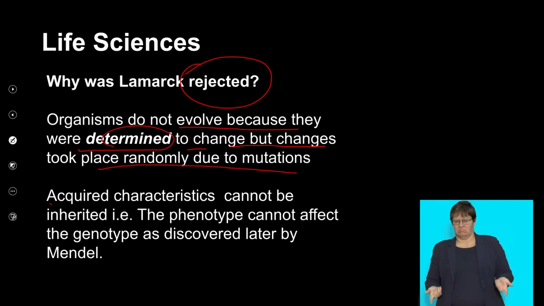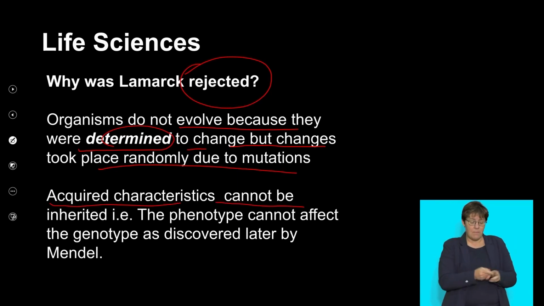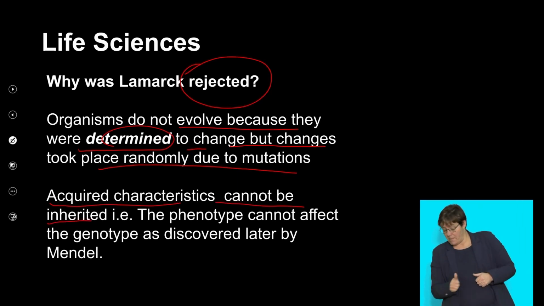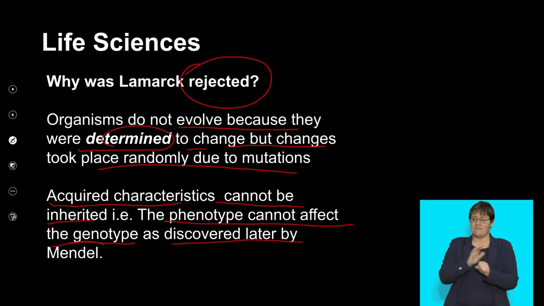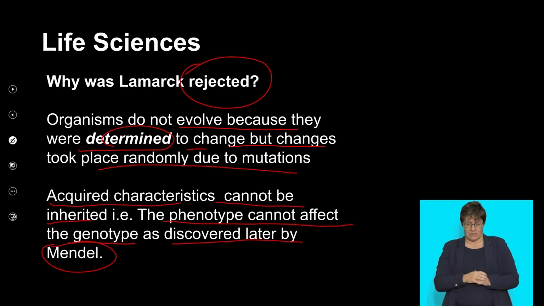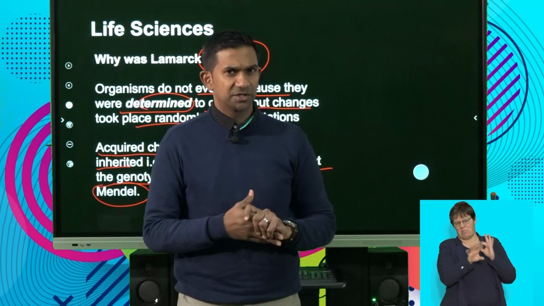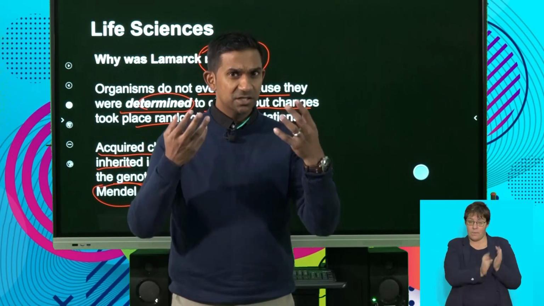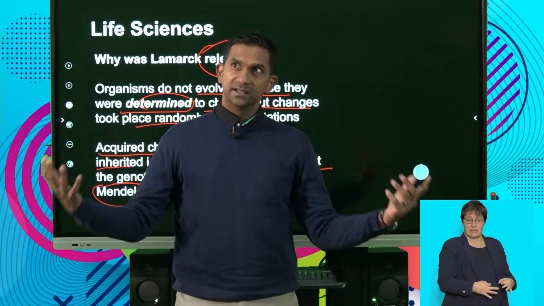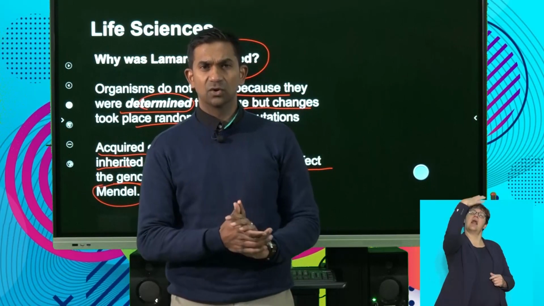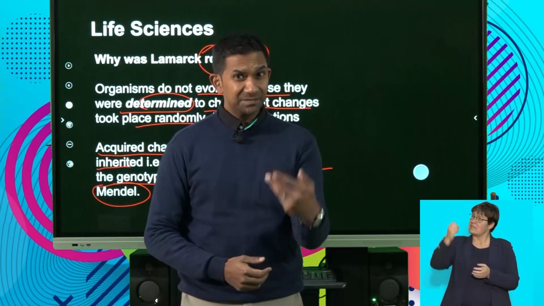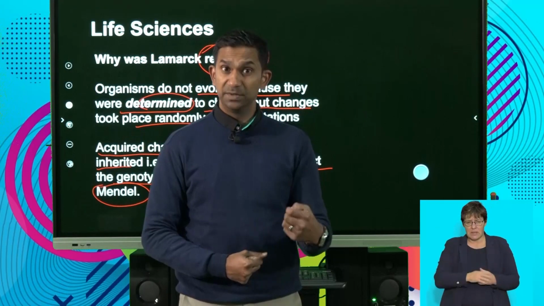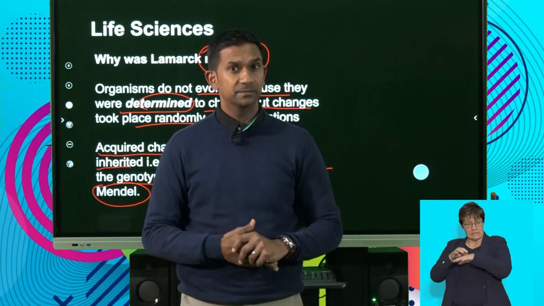Likely, all acquired characteristics cannot be inherited. What does that mean? It means that the phenotype changes that affect the genotype, as discovered later by Mendel, cannot be inherited. Let me put that into a simple context again. What happens to you if you decide to go and get a tan in the sun, or if you were sitting out and getting burnt in the sun? Does that mean that the next generation will be born with darker skin?